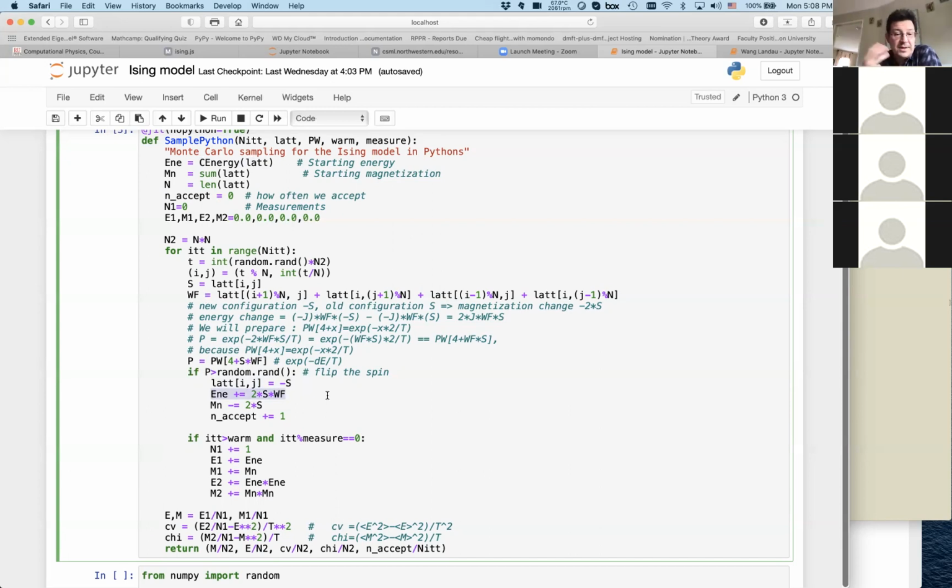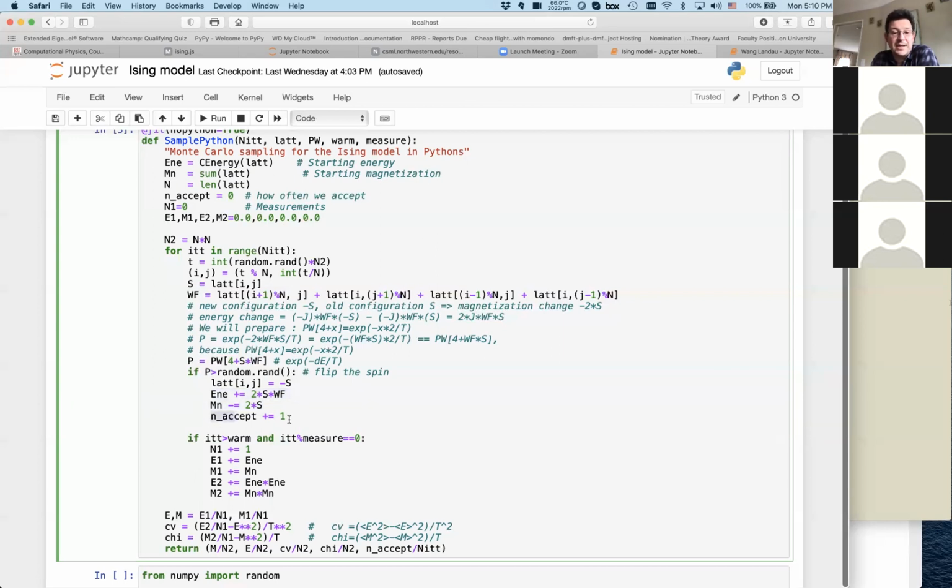But of course, that would be way more expensive than what needs to be done, because we know that the change of the energy is local, is very small, is basically just this delta E that we computed before. So we can just update the energy with this delta E, which is 2S times Weiss field. And magnetization, we could compute by doing the sum over all lattice sites, but we don't need to, because we know that the sum has to be the same as the magnetization before, minus 2S. So basically, we just update energy and magnetization. We don't need to compute from scratch.